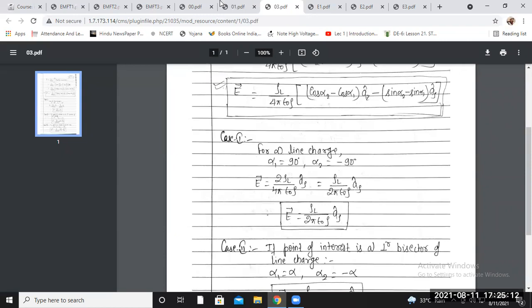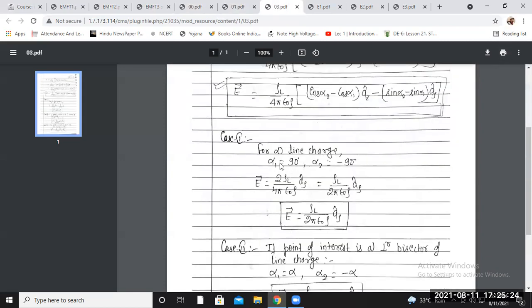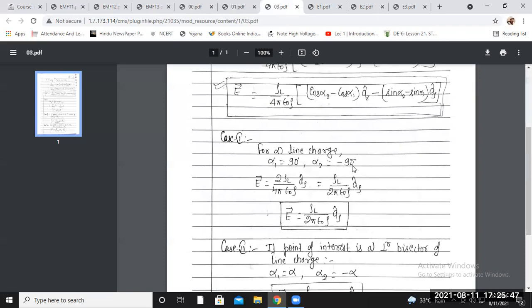for infinite line charge. Let us say this charge is of infinite length. If this has infinite length, that means point B will be somewhere in the infinite position. So accordingly, alpha 1 will be 90 degrees. Then let us say this will be your B at point P at infinity. Then accordingly, point P will be there, and if you draw a line from A to P, then it will be almost 90 degrees. So that's why we have taken alpha 1 as 90 degrees and alpha 2 equal to minus 90 degrees.